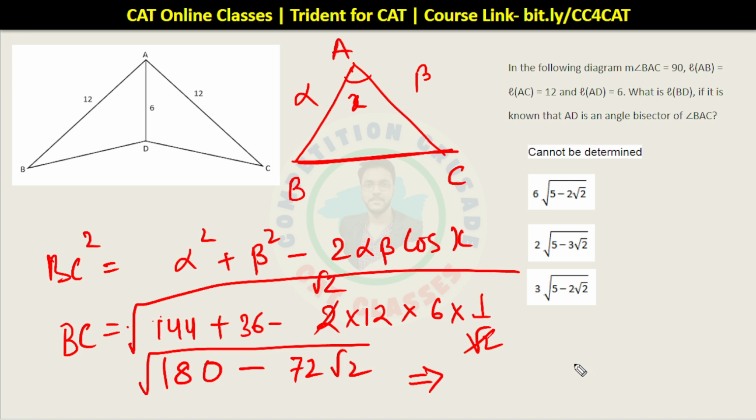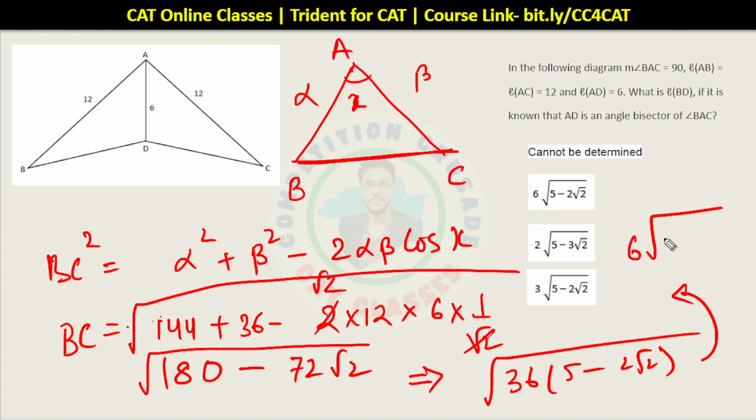36 5s is 180 and 36 2s is 72. So I will try to write that. So it will be root over 36 5 minus 2 root 2. Okay. And if you take 36 out of the root sign, you will get 6 root over 5 minus 2 root 2. So this is going to be the answer. Not a very difficult question.